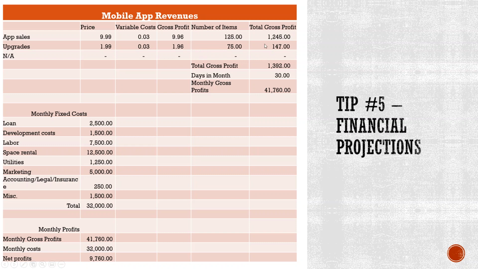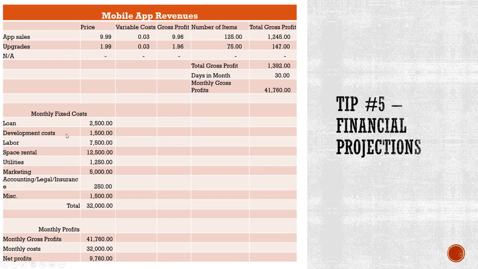We're going to do the same thing for upgrades. Once we're done with that, we add together all of our total gross profit lines. We're going to add that right here. So for this example, we've got an estimated daily total gross profit of $1,392. Next, we're going to multiply however many days in the month by the total gross profit, and it's going to give us our monthly gross profit. Step number 1 complete.